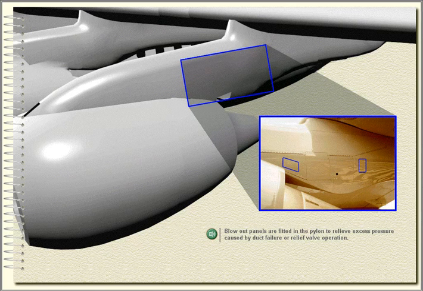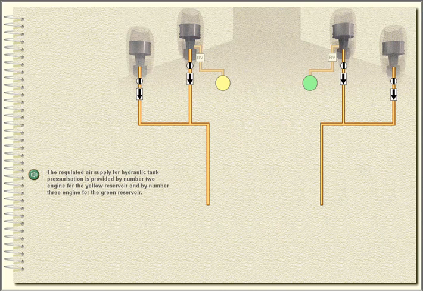Air pressure is controlled to 50 psi by a regulating valve. Blowout panels are fitted in the pylon to relieve excess pressure caused by duct failure or relief valve operation. The regulated air supply for hydraulic tank pressurization is provided by number 2 engine for the yellow reservoir and by number 3 engine for the green reservoir. Either or both numbers 2 and 3 engines provide air for the stall air reservoir.